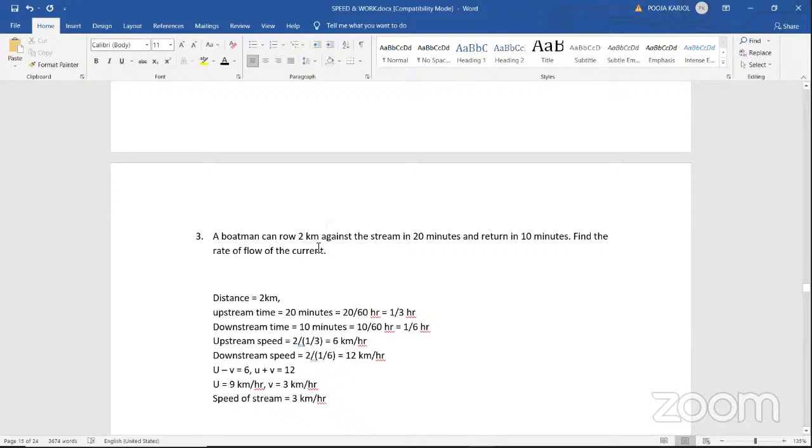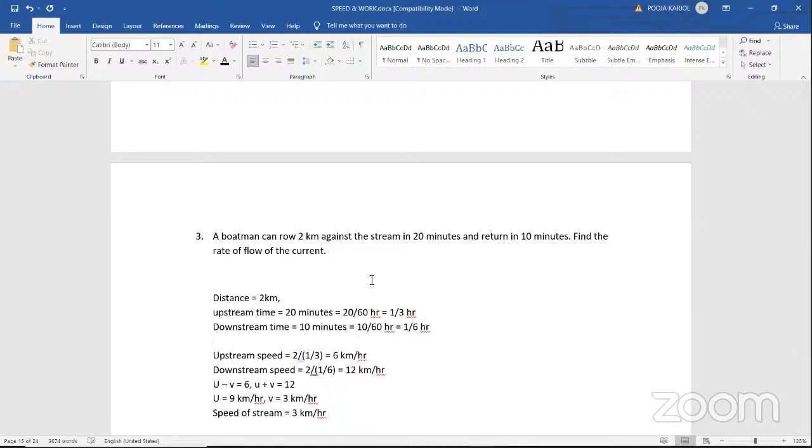A boat can row 2 kilometers against the stream, meaning distance covered is 2 kilometers in 20 minutes, meaning upstream time taken is 20 minutes, and return in 10 minutes. So upstream is 20 minutes, downstream is 10 minutes. Obviously, time taken upstream is more than the time taken downstream. So upstream time is 20 minutes, converted to hours, obviously, because it's in kilometers. 20 by 60, 1/3 of an hour. Then downstream time is 10 minutes. 10 by 60, 1 by 6 hours.